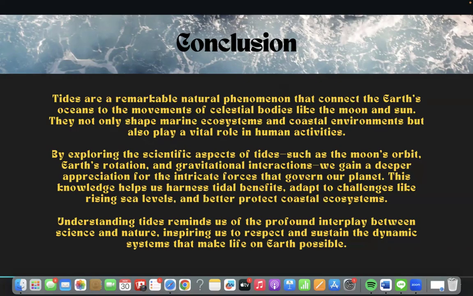So tides highlight the connection between science and nature. They can also inspire us to respect and sustain the systems that support life on Earth.